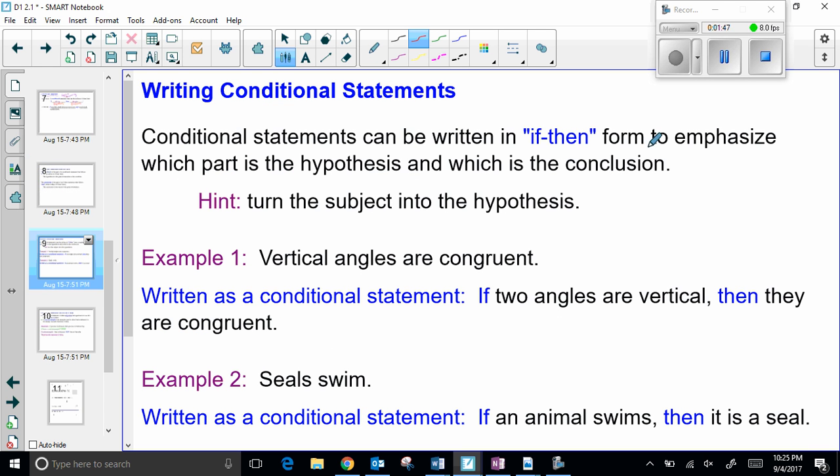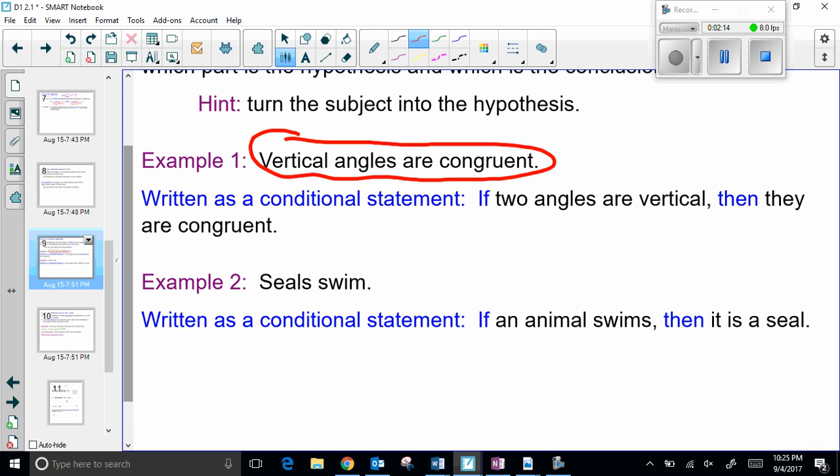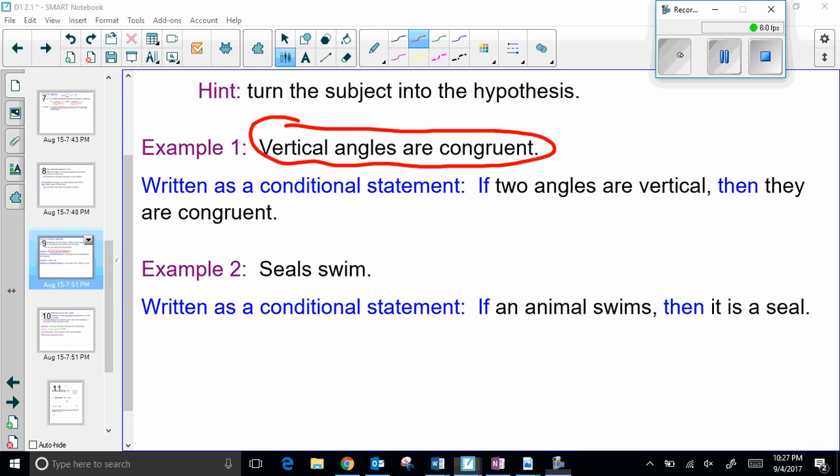Conditional statements can be written in if-then form to emphasize which part is the hypothesis and which is the conclusion. So first of all, vertical angles are congruent. If you write it as a conditional statement, if two angles are vertical, then they are congruent. So this right here is not really an if-then statement. It's not a conditional statement. So you have to frame it in a little bit different way. Writing it as an if-then statement makes it more clear, as the notes say, what the hypothesis is and what the conclusion is.